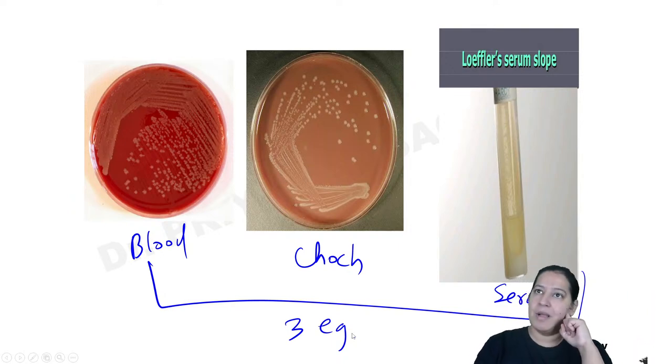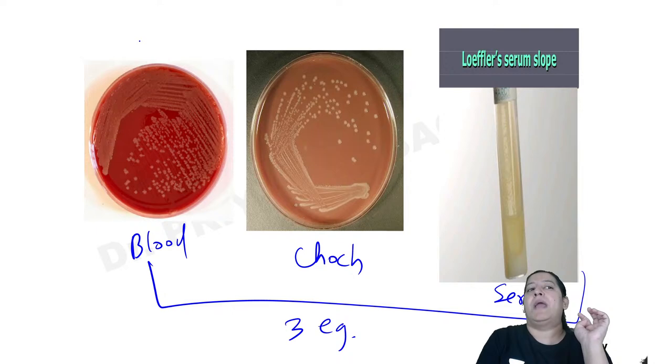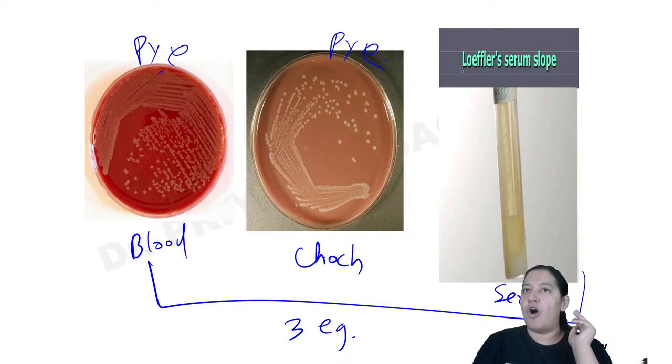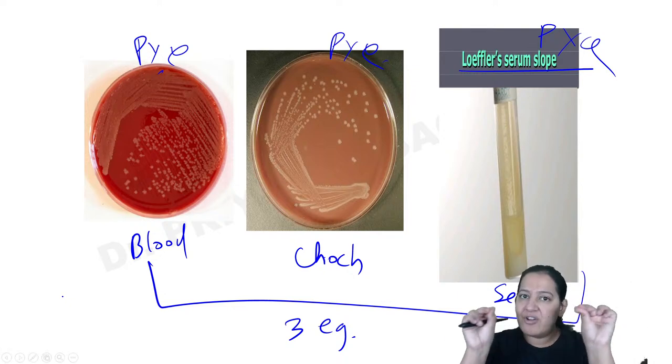Give me a thumbs up. You will get PYQs on these three. Blood agar is an example of, answer is enriched media. Chocolate agar is an example of, answer is enriched media. Loeffler's serum slope is an example of enriched media. The answer for all three is the same, enriched media.